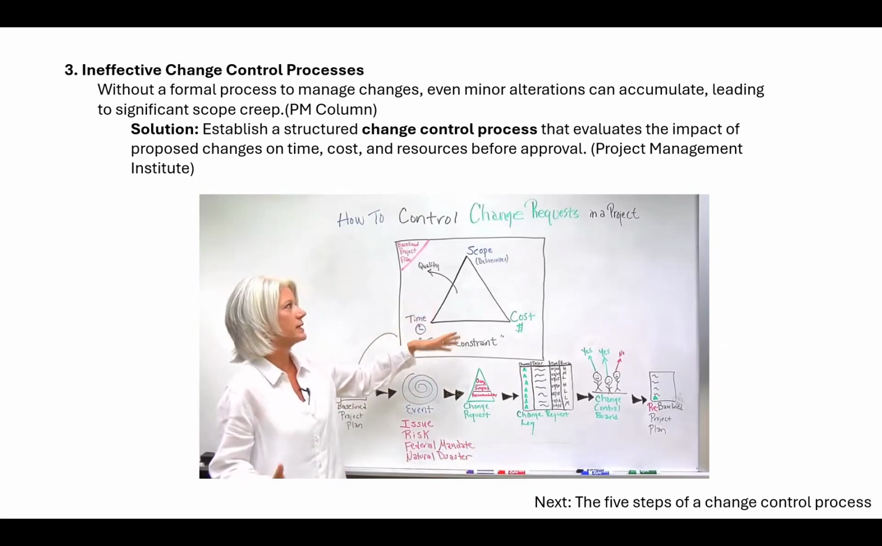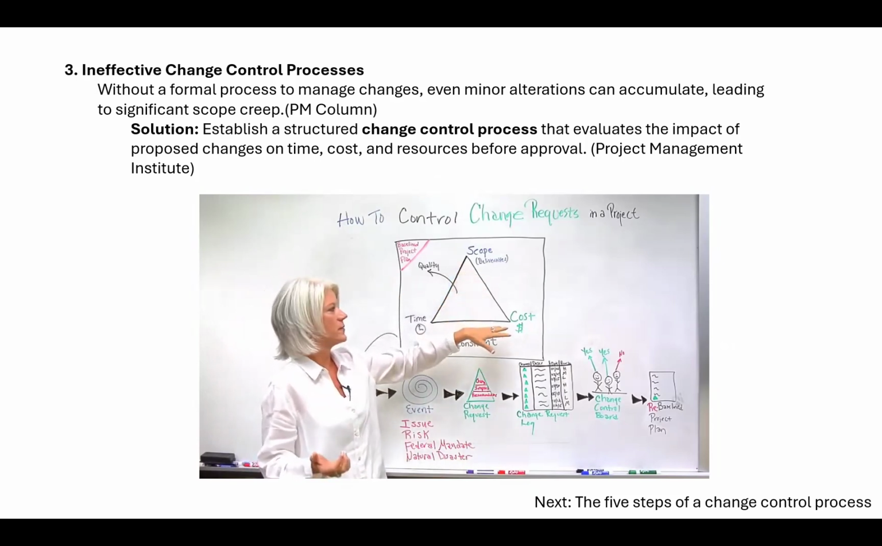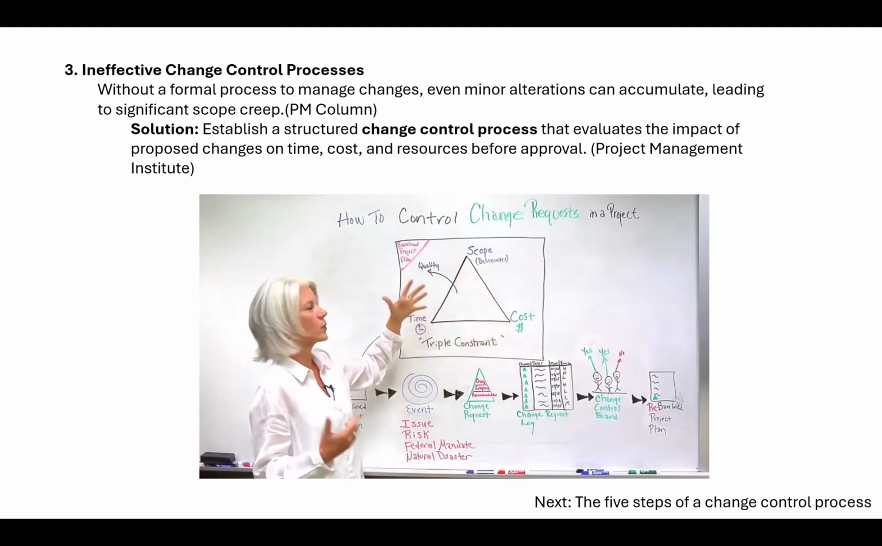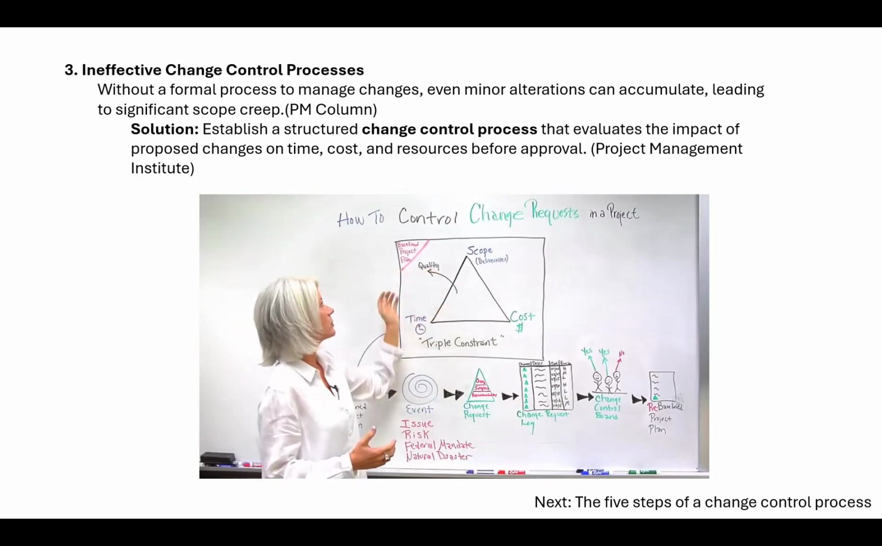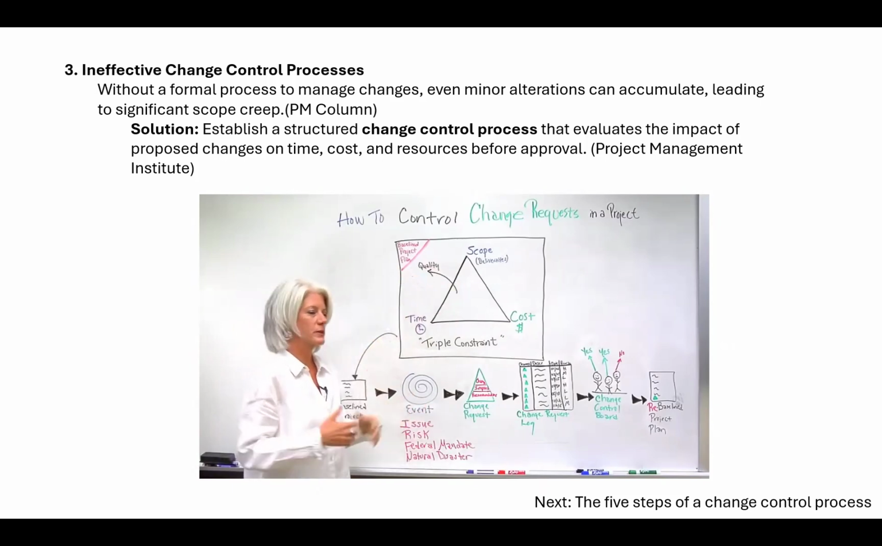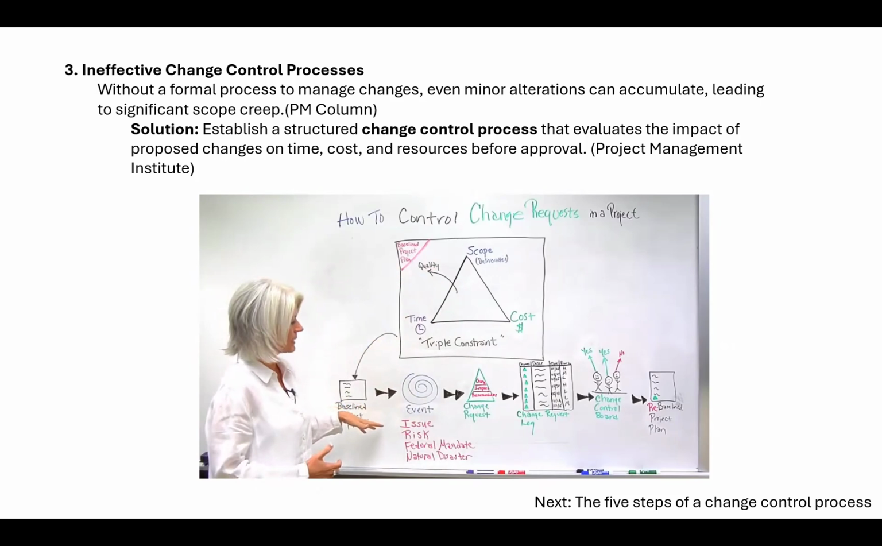So the triple constraint has to do with the scope, which are the deliverables, the cost or the budget, the time or the schedule, and the quality. And this is all incorporated in the baseline project plan. So what happens throughout the project is we start with or begin with the baseline project plan.